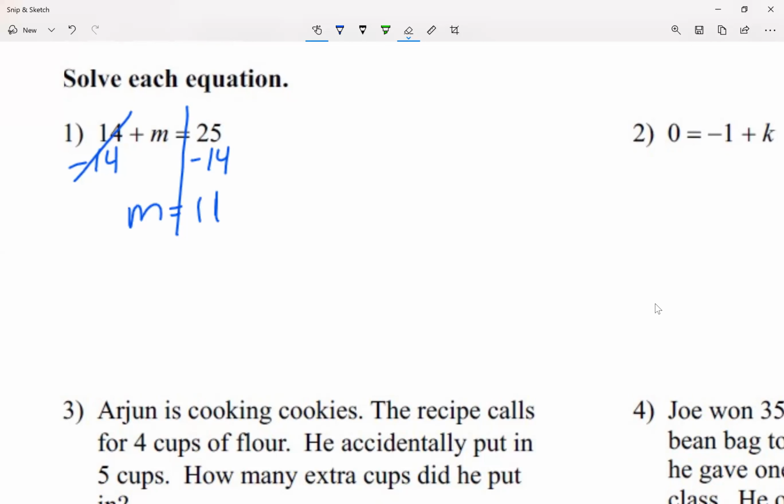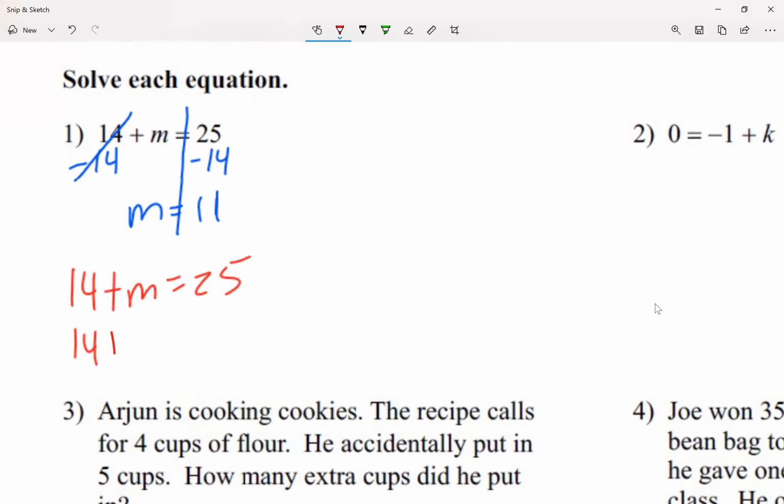At the beginning, I said that it was the number that will make the statement true. Remember how to begin with, we had 14 plus m is equal to 25. If I go 14 plus 11, see how that makes it a true statement? So 11, that's my answer, that's my number.